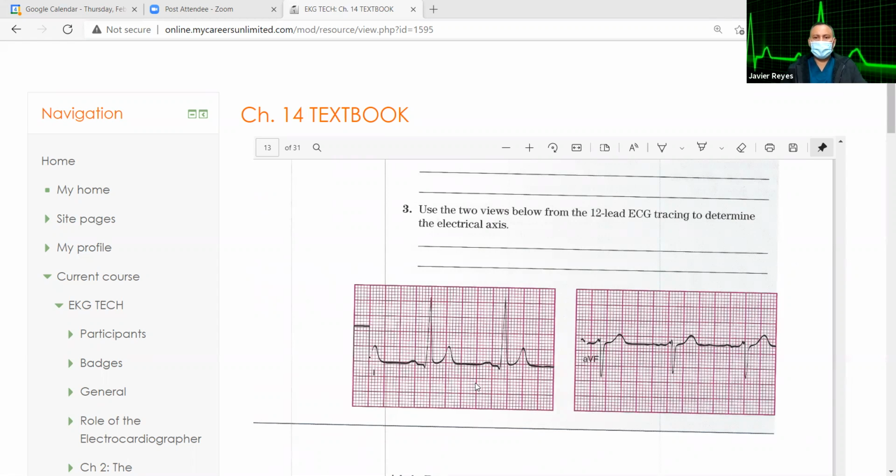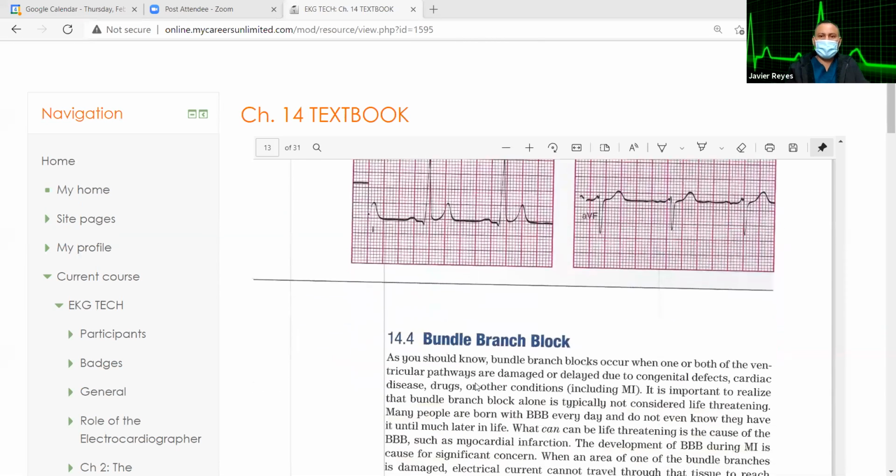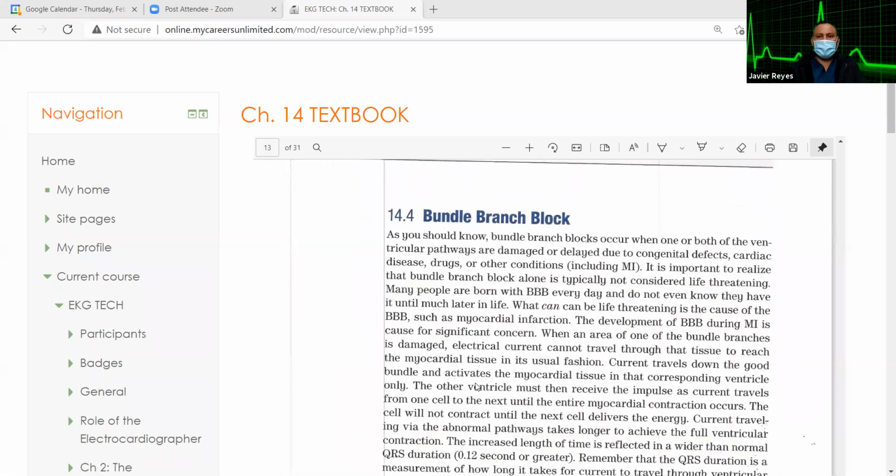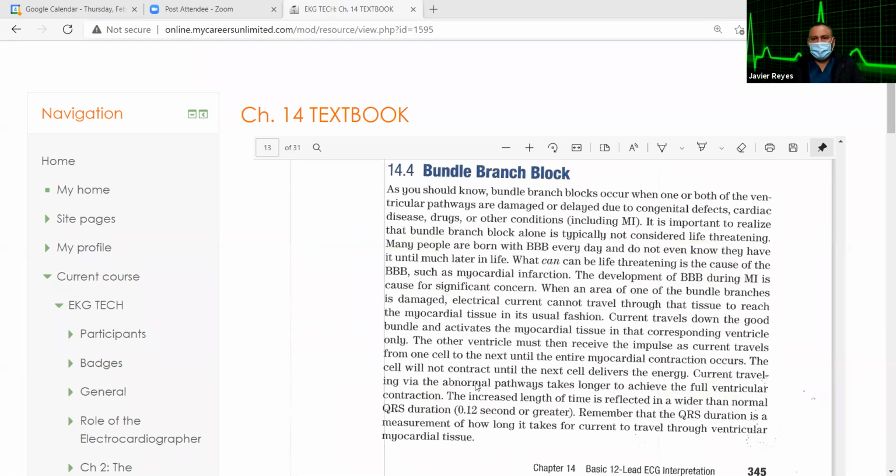If you have lead one positive and AVF positive, what will you be looking at? Normal is correct. If you have negative lead one and positive AVF, you look at what? Right axis deviation. And if they're both negative, extreme right. And that's all it means. So just by looking at lead one and AVF, you can determine if there is axis deviation.